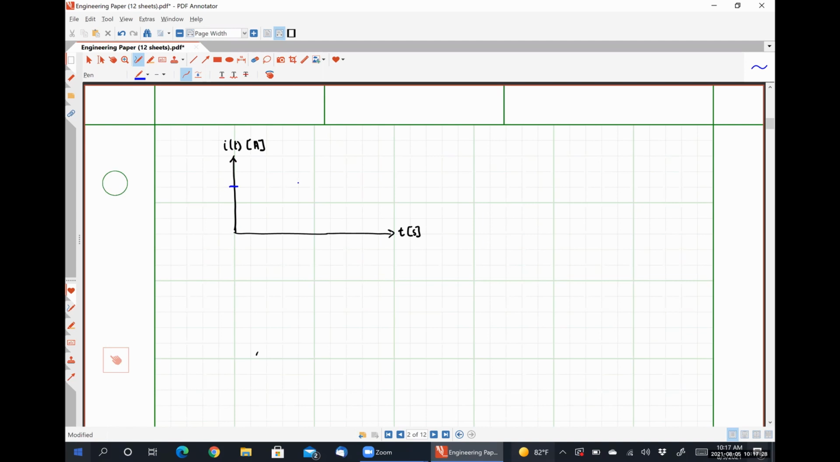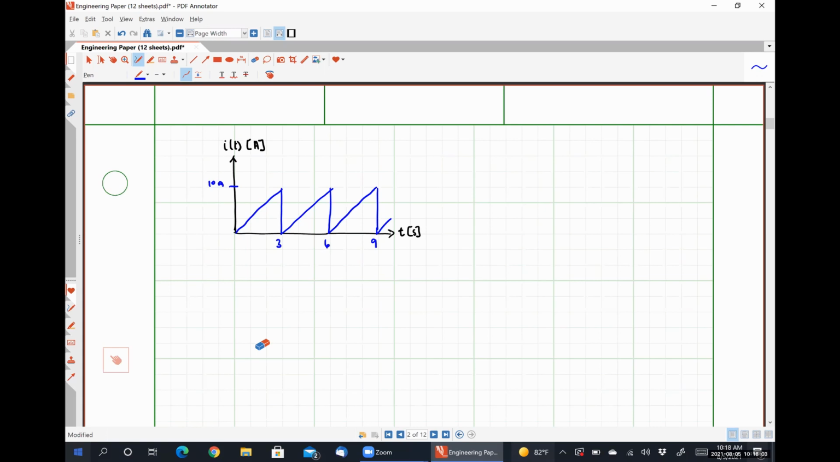So let's say that every 3 seconds, our current increases to a value of 10 amps and then drops down, creating what we would call a sawtooth wave. Like so. So this is another type of signal.